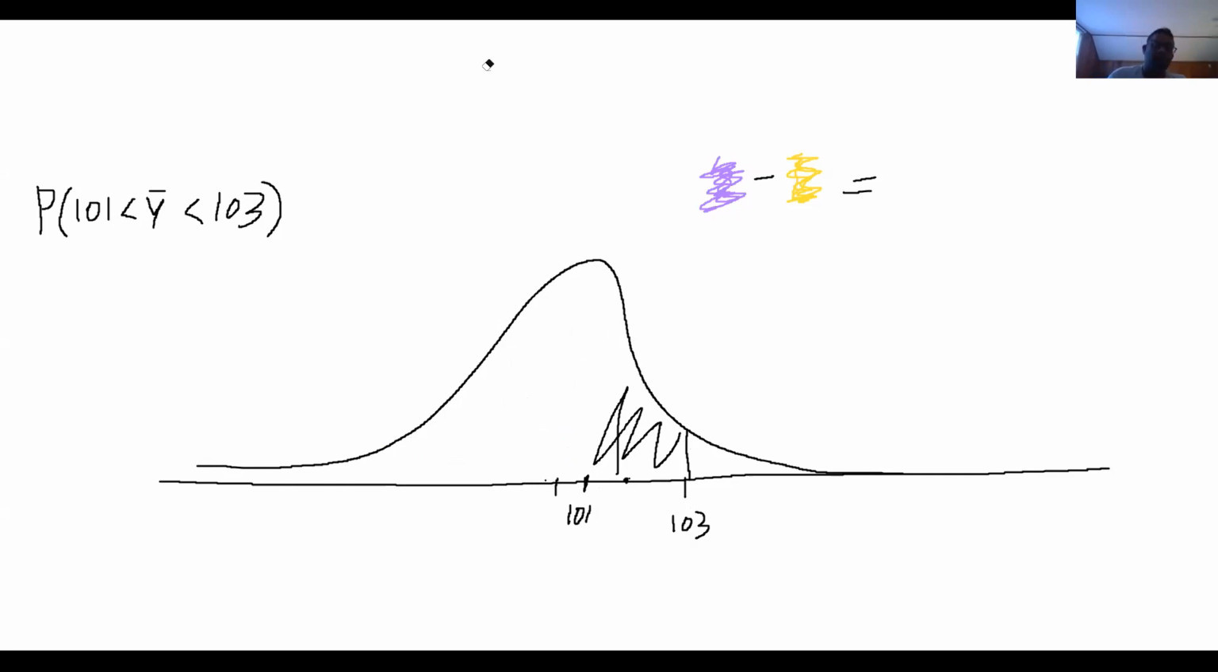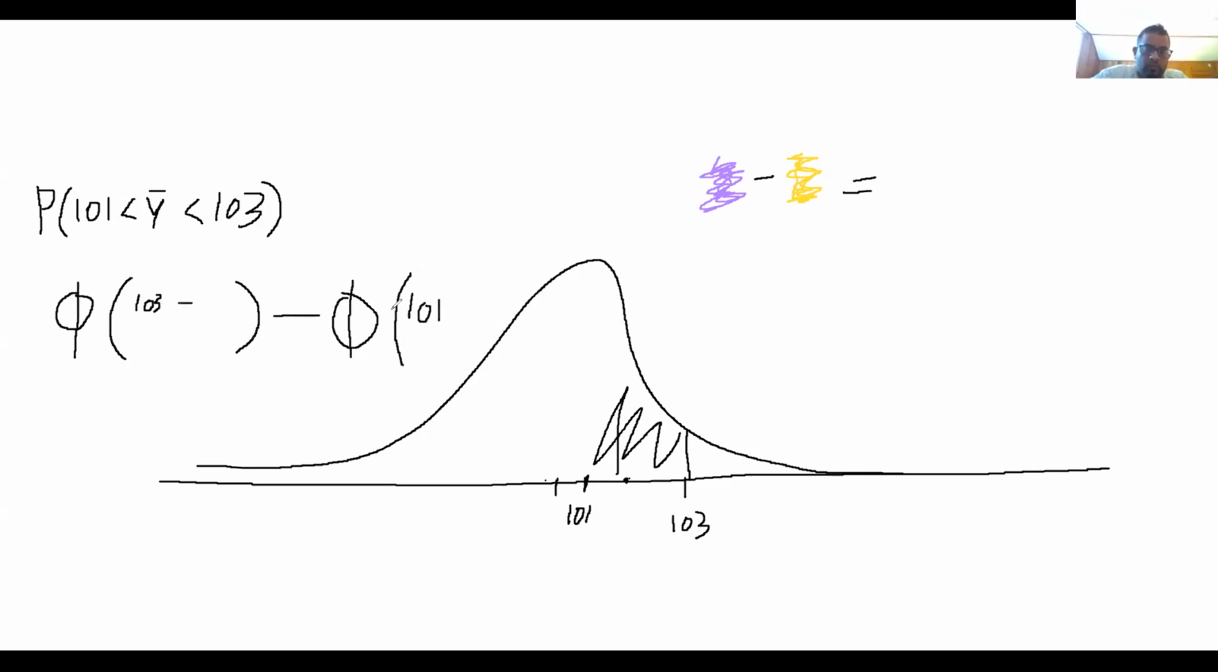So at the end, we are going to end up with something that looks like this: some number related to 103, minus something else, the area related to 101. But I need to put some other numbers here. What are those numbers? For those, you use the formula, right? You see what I'm trying to say? So let's find these two now.